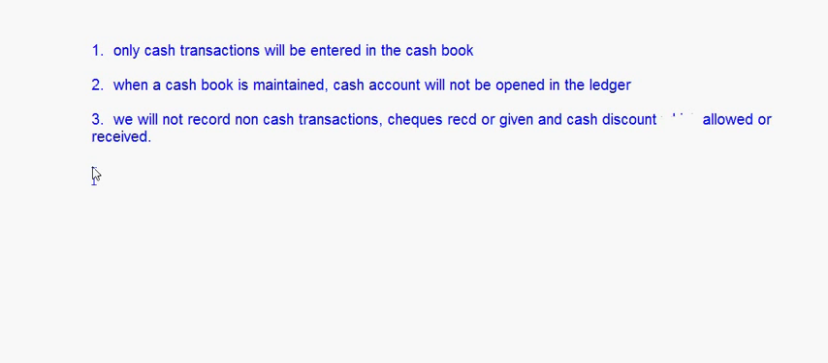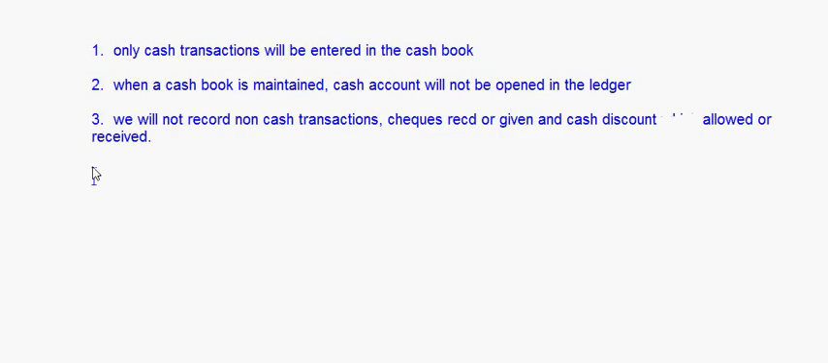Then, okay, whenever we record something in the cash book, a corresponding entry will be recorded in the ledger, right? Okay. So this cash book is treated as the cash account. Whatever is the other account, there the corresponding entry is made in the ledger, right?